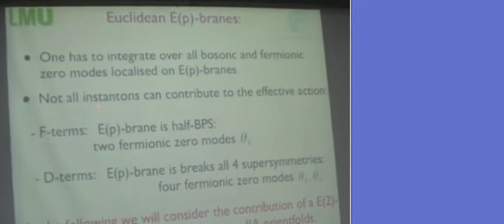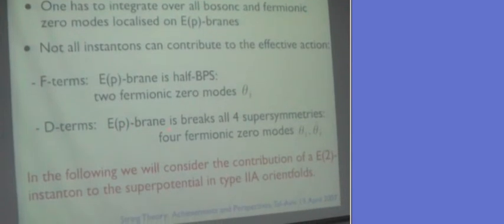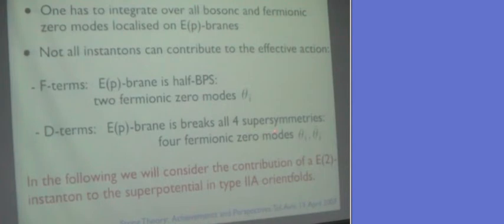And if you do the zero mode count in the supersymmetric effective action correctly, you will see that not all instantons indeed contribute to specific terms in the effective action. So very roughly, if you look at F-terms, superpotentials, the Ep brane has to be half BPS, so it has to contain 2 fermionic zero modes. And if you look at D-terms, scalar potentials and stuff like this, the Euclidean branes break all 4 supersymmetries, which means hence that they should have 4 fermionic zero modes.